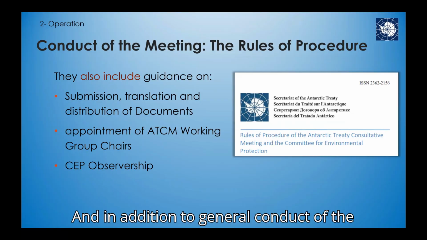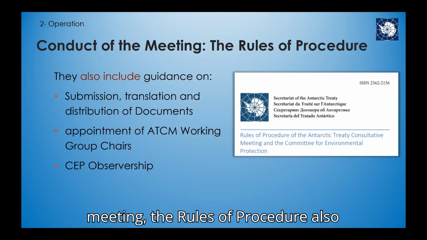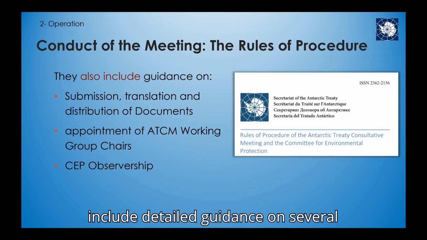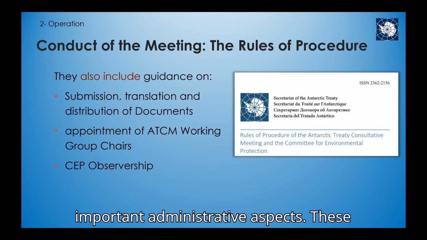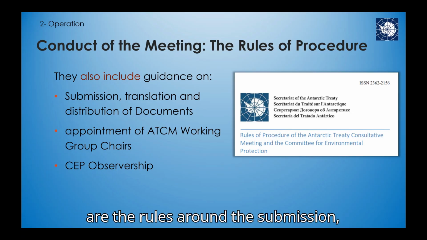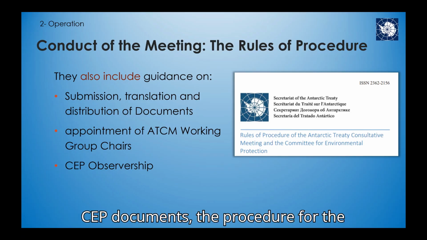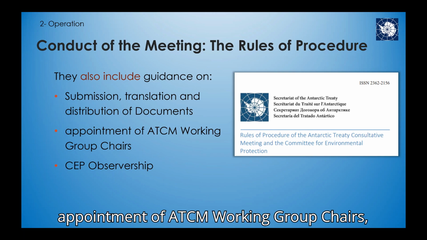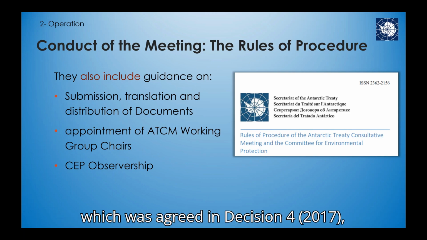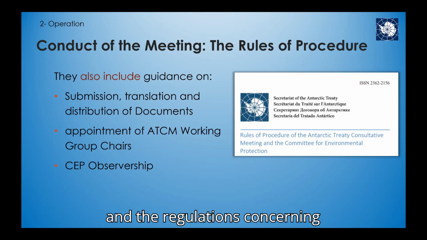In addition to general conduct of the meeting, the rules of procedure also include detailed guidance on several important administrative aspects. These are the rules around the submission, translation, and distribution of ATCM and CEP documents, the procedure for the appointment of ATCM working group chairs, which was agreed in Decision 4, 2017, and the regulations concerning observership to the CEP, as agreed in Decision 1, 2016.